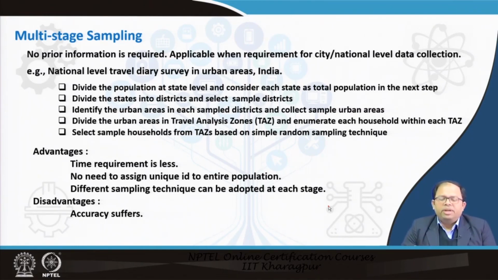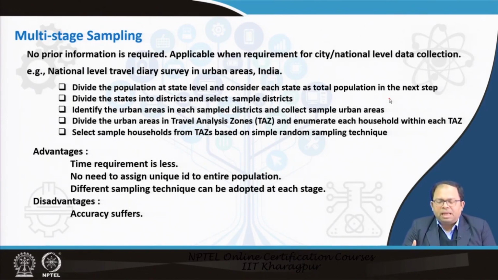What we do is we divide the population at the state level and consider each state as the total population for the next step, and then we divide the states into districts and select only a few sample districts. We don't need to select all the districts, and within each district we can identify the urban areas, and again we don't need to take into account all the urban areas.